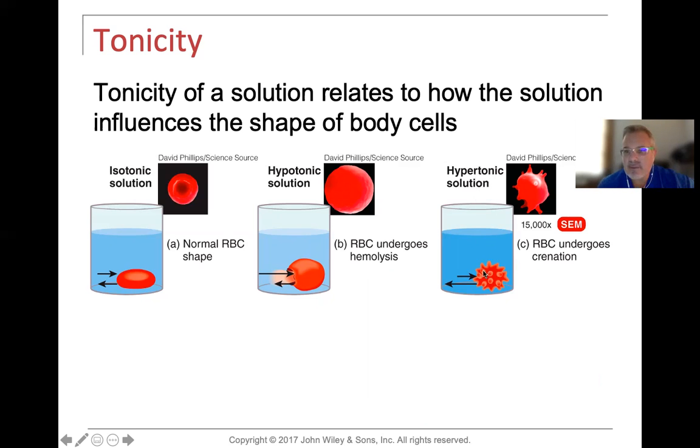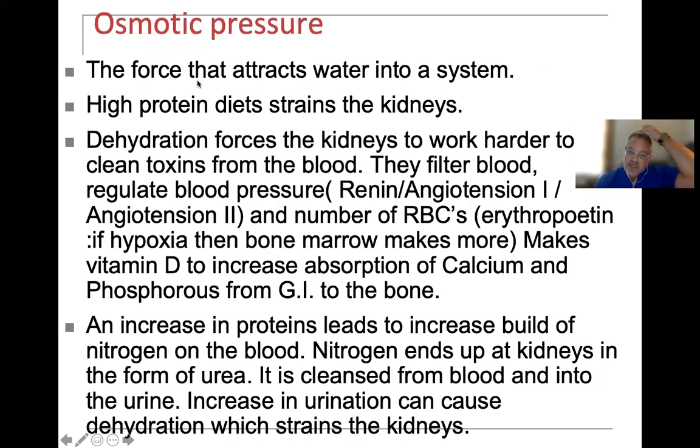In this instance, this red blood cell is put into a hypertonic solution. Yes, there's water here, but there are more solutes in this water in relationship to what we have inside of the cell. So the water is going to go from where there's a higher concentration, in this instance inside the red blood cell, to where the minerals are. Water always follows the minerals, and it's pulled outside of the red blood cell, and the red blood cell shrinks. That's called crenation. Osmosis is the force that attracts water into a system.